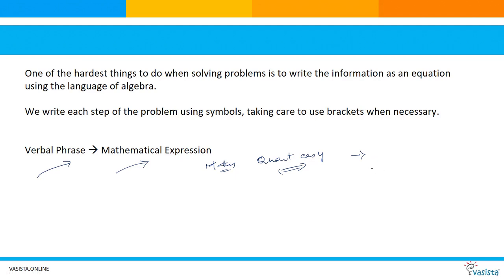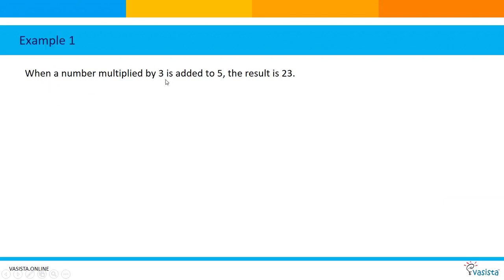The only thing you are supposed to concentrate on in later stages is speed calculation. That also I will show you, how to calculate. Speed calculation you need to know. Let us take an example here. When a number multiplied by 3 is added to 5, the result is 23. This is a very basic thing.